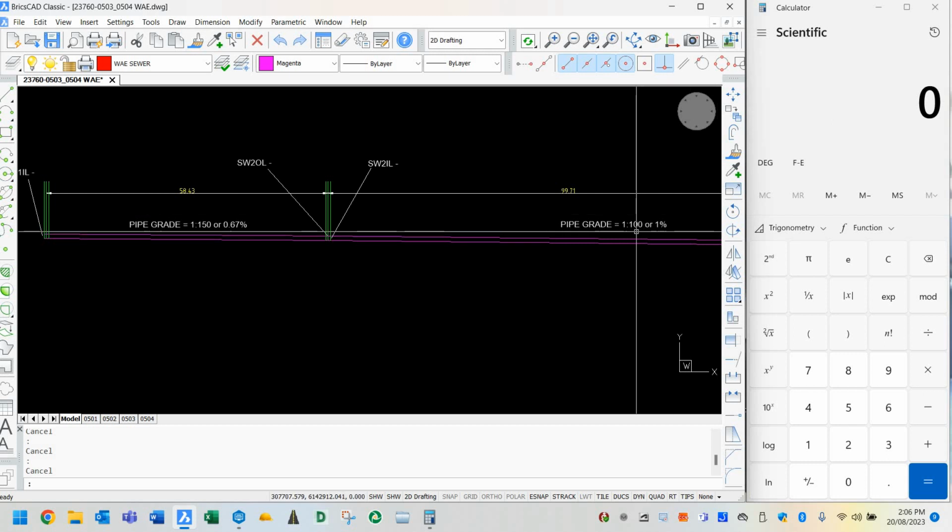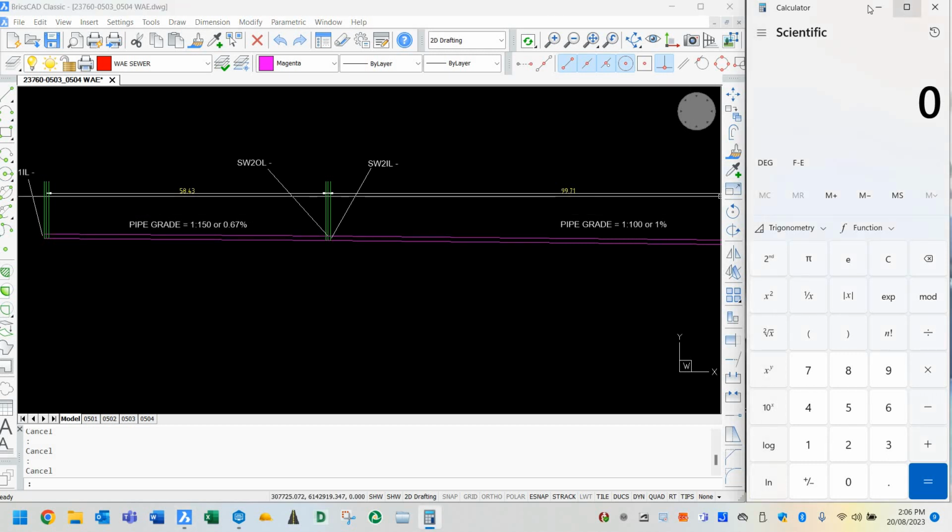To convert from a ratio to a percentage, for this one you go 1 divided by 100, enter, 0.01, which is 1%. Then over here, same thing: 1 divided by 150, enter, 0.67%. All good. So those are your pipe grades.